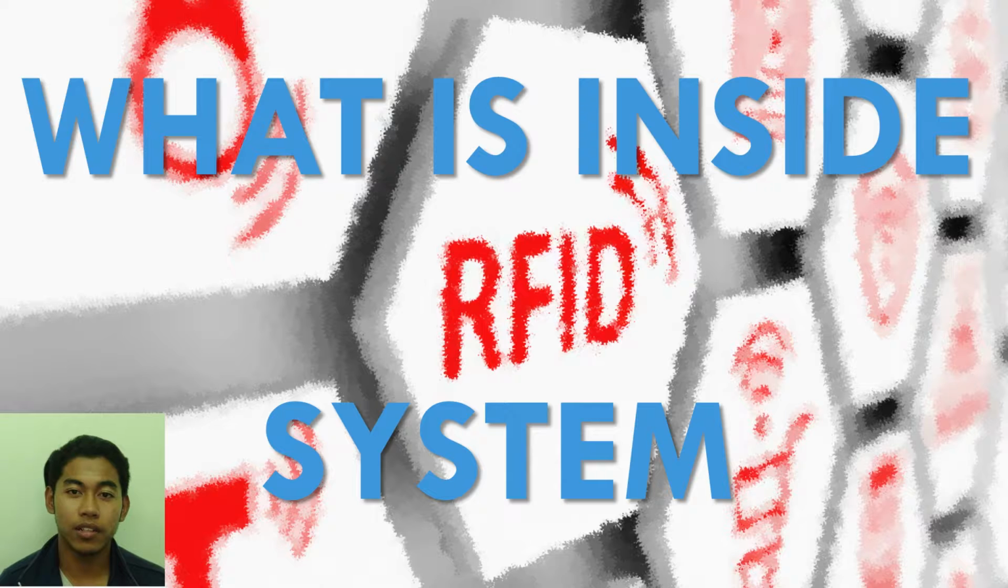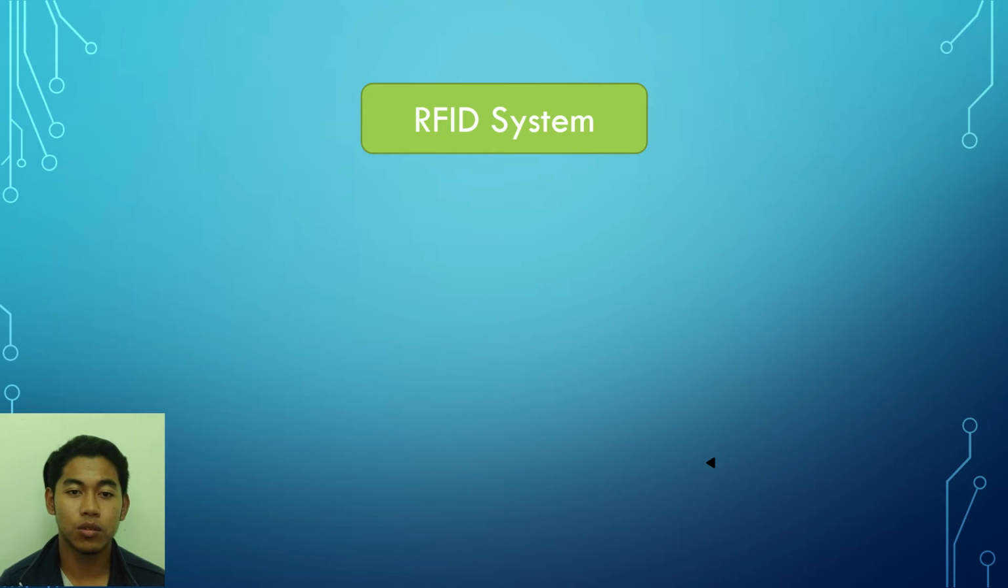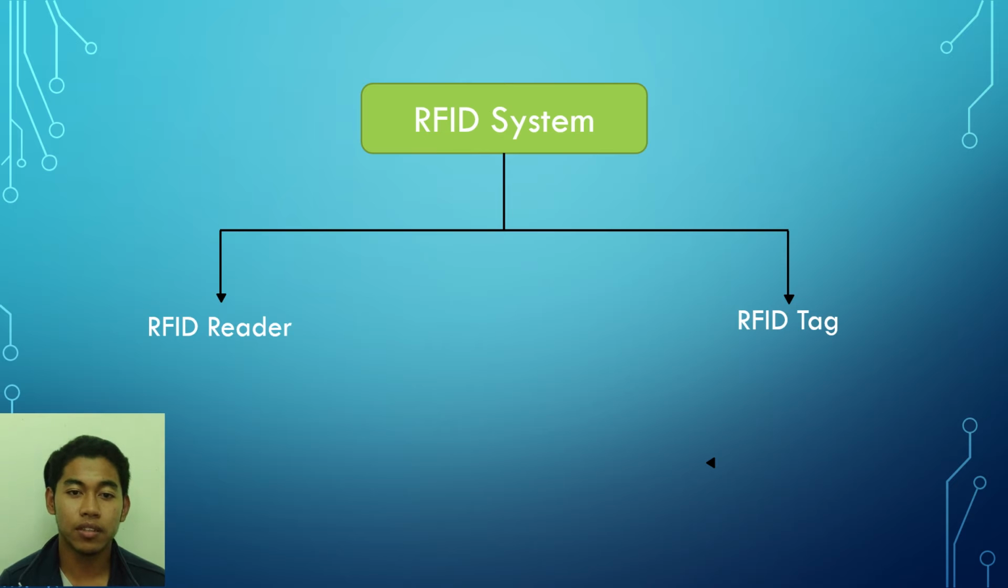Now, let us see what is inside this RFID system. As we have discussed, the RFID system contains two components. First, the RFID reader, and second, the RFID tag. RFID tags also come in many types. An RFID tag could be an active tag, or it could be a passive tag.